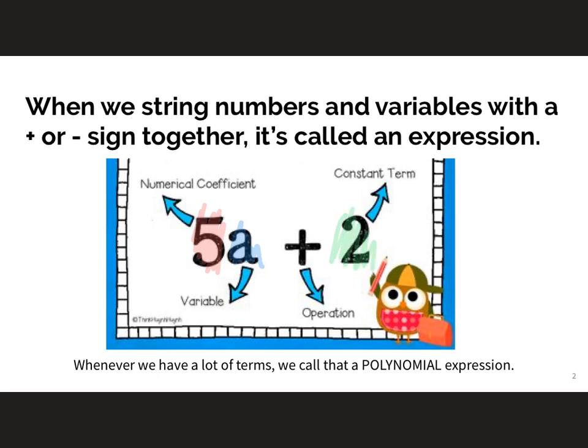And that's going to be really important that we know how to identify parts of an expression, especially when we go into representing expressions as functions, okay? So whenever we have a lot of terms, that means that we have a polynomial expression. This prefix poly actually means many, right? So whenever you see the word poly associated with something, that means that there's a lot of whatever that something is, okay?